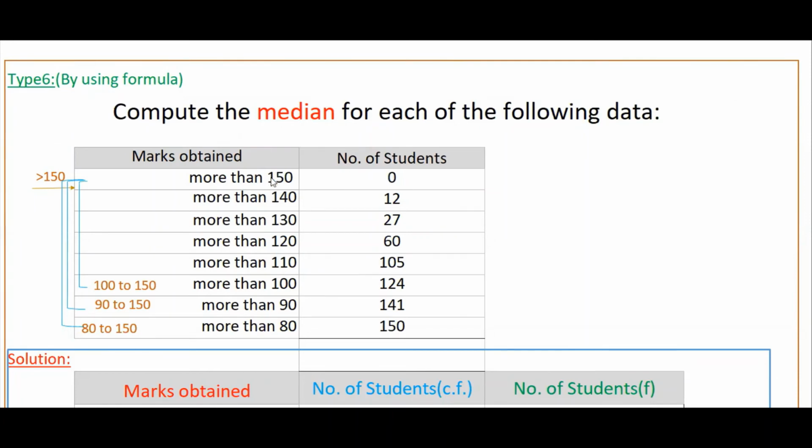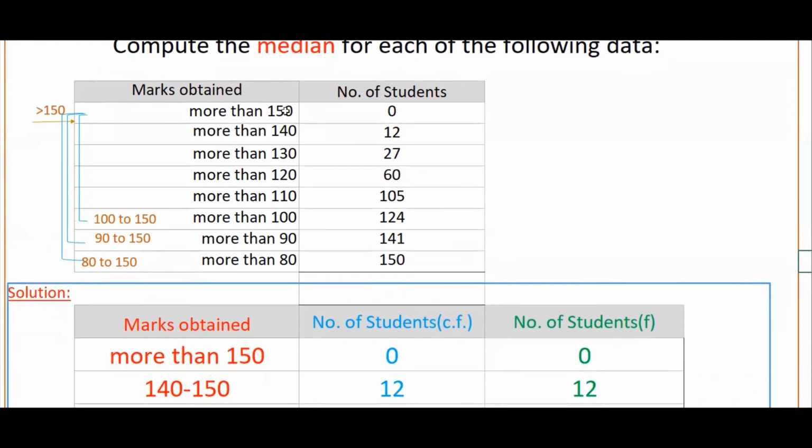That means up to 150 you have to take. So here 80 to 150, these are 90 to 150, 100 to 150, like this. So these values are cumulative frequencies. First, identify whether these are cumulative frequency values or frequency values. Here these are cumulative frequency values, so then you find the frequency values.